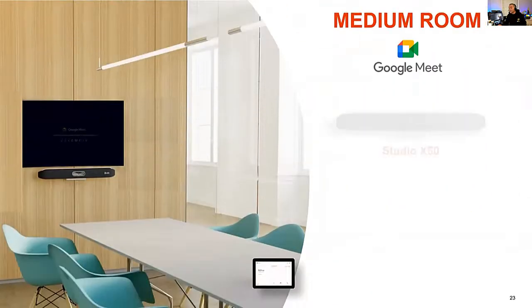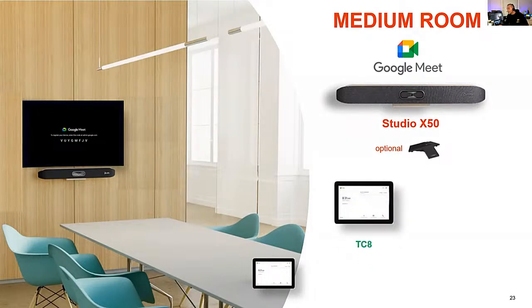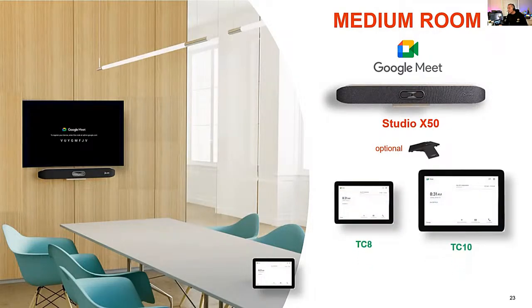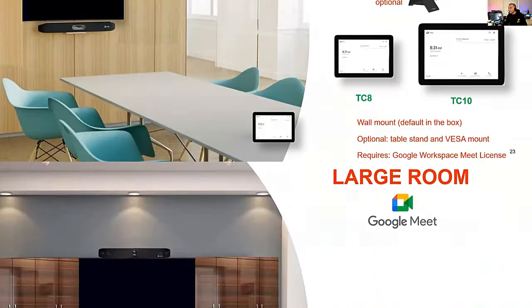Absolutely. Yeah. And not only for your small room, also for your larger room. So you see that with the X50 in combination with an expansion mic if needed to get some better coverage. If you got an acoustically challenging room, then it's good to have a microphone directly at the table. Similar with the TC8 or the TC10, both are supported. And all the other things, like there is by default a wall mount coming with the X50, but optionally there's a table stand and VESA mount. And again, it also requires the Google Workspace.